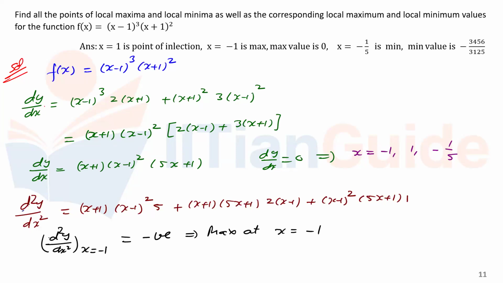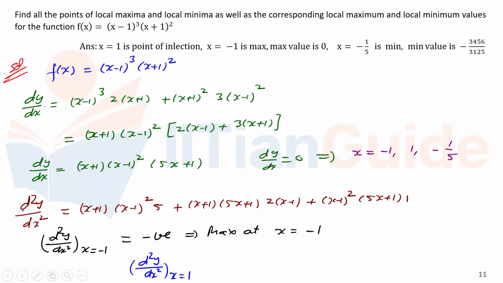Yes, sir. Okay. Now I will calculate at the point x equal to 1. So second derivative, I will calculate x to be 1. Unless it is required, I will not calculate the numeric value. Let's see whether it is positive or negative. If we cannot decide, then we will calculate.